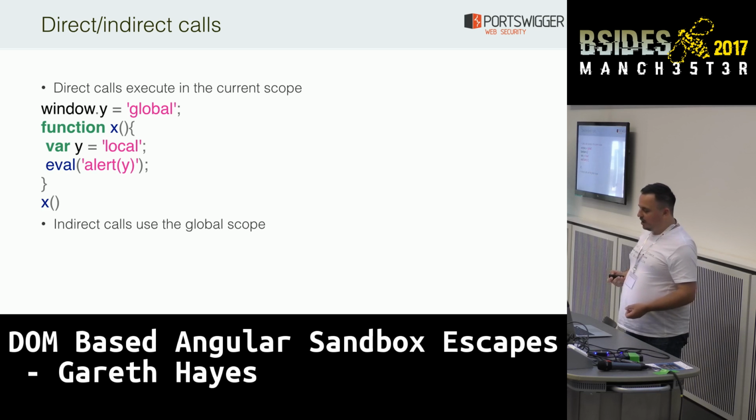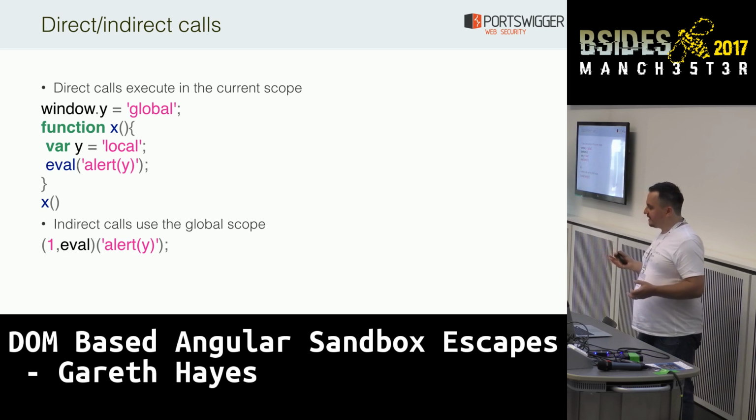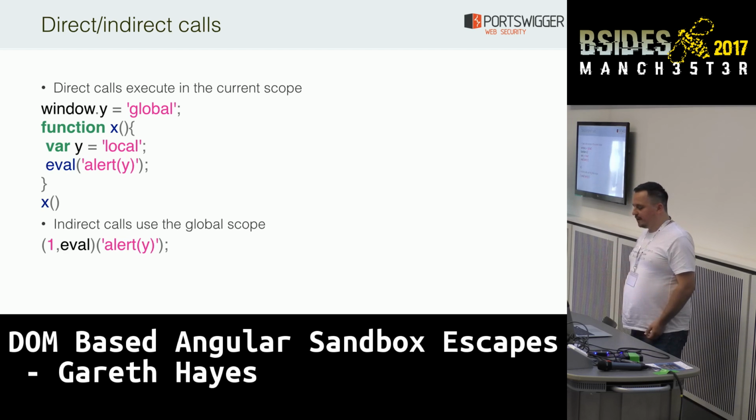Indirect calls are anything where the eval identifier is not eval. So an indirect call is like this. We have a parenthesis expression. We use 1, comma, eval. The comma operator returns the rightmost expression, which is eval. So the parenthesis expression will have a reference to eval. But because the eval function doesn't have an identifier of eval, that's an indirect call. And an indirect call executes in the global scope. So when that alert function is called, y will be in the scope of window, so it will be global.